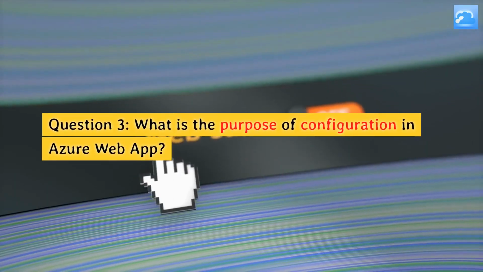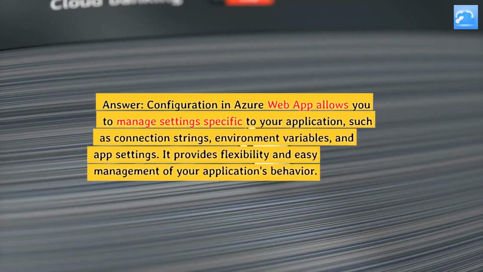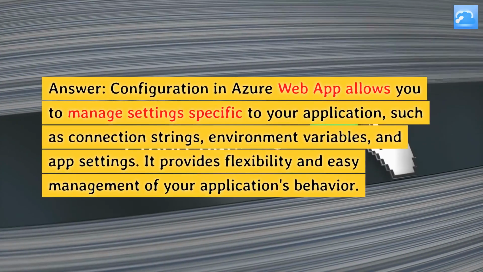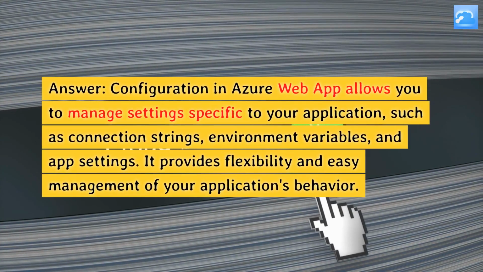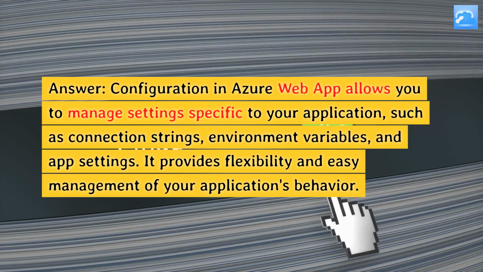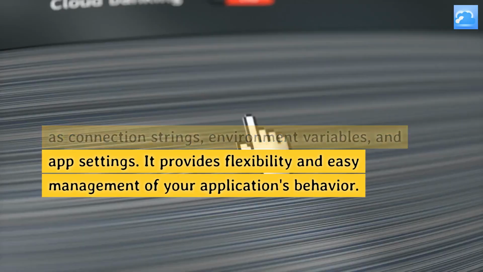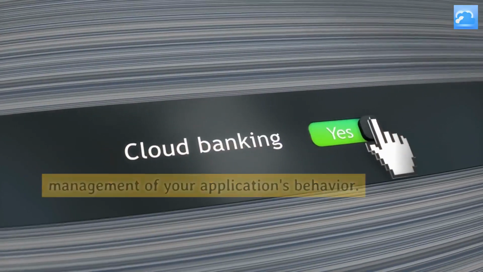Question 3. What is the purpose of configuration in Azure Web App? Answer. Configuration in Azure Web App allows you to manage settings specific to your application, such as connection strings, environment variables, and app settings. It provides flexibility and easy management of your application's behavior.